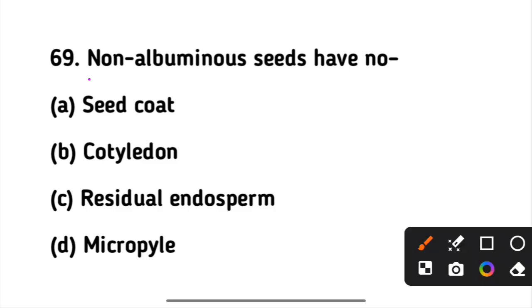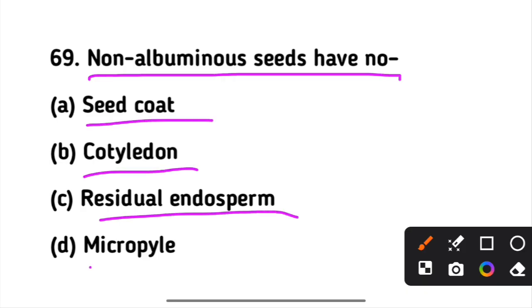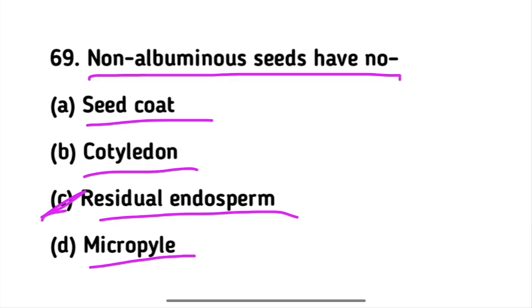Non-albuminous seeds have no seed coat, cotyledon, residual endosperm, micropyle. Option C is correct, residual endosperm. Non-albuminous seeds have no residual endosperm.